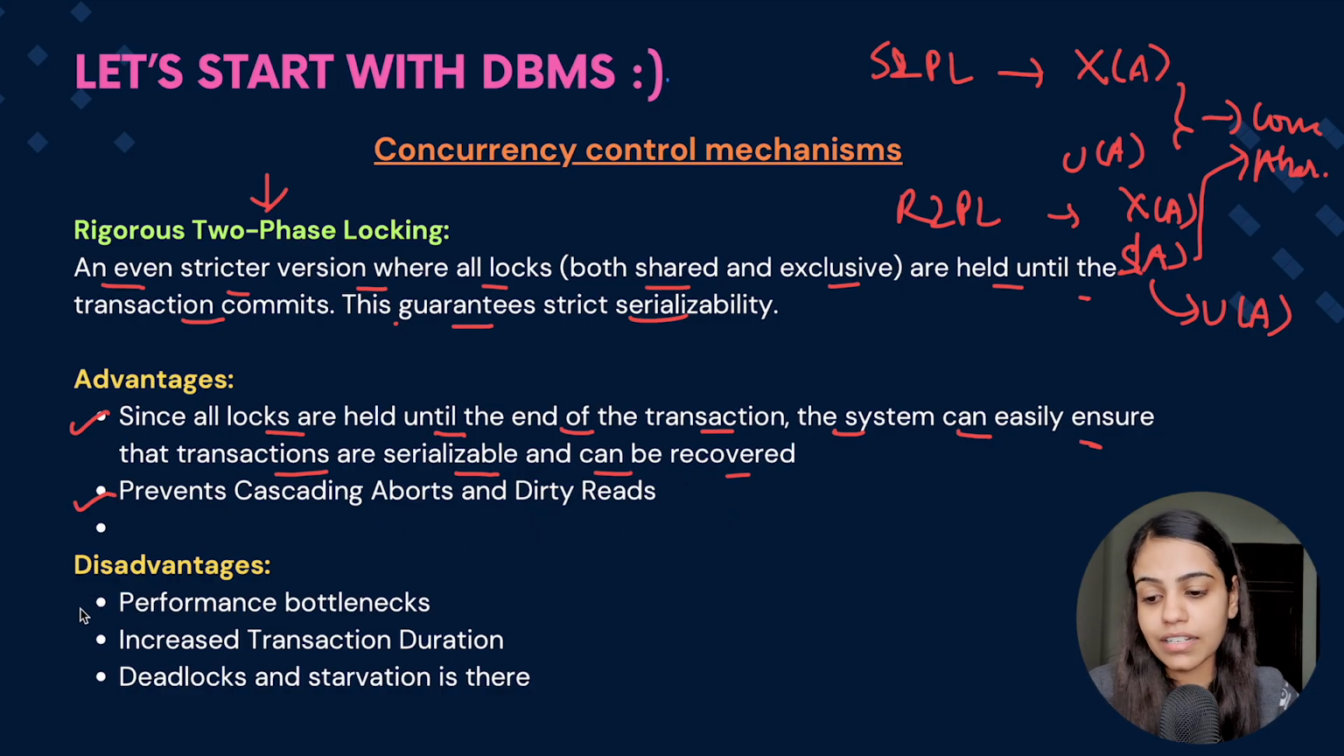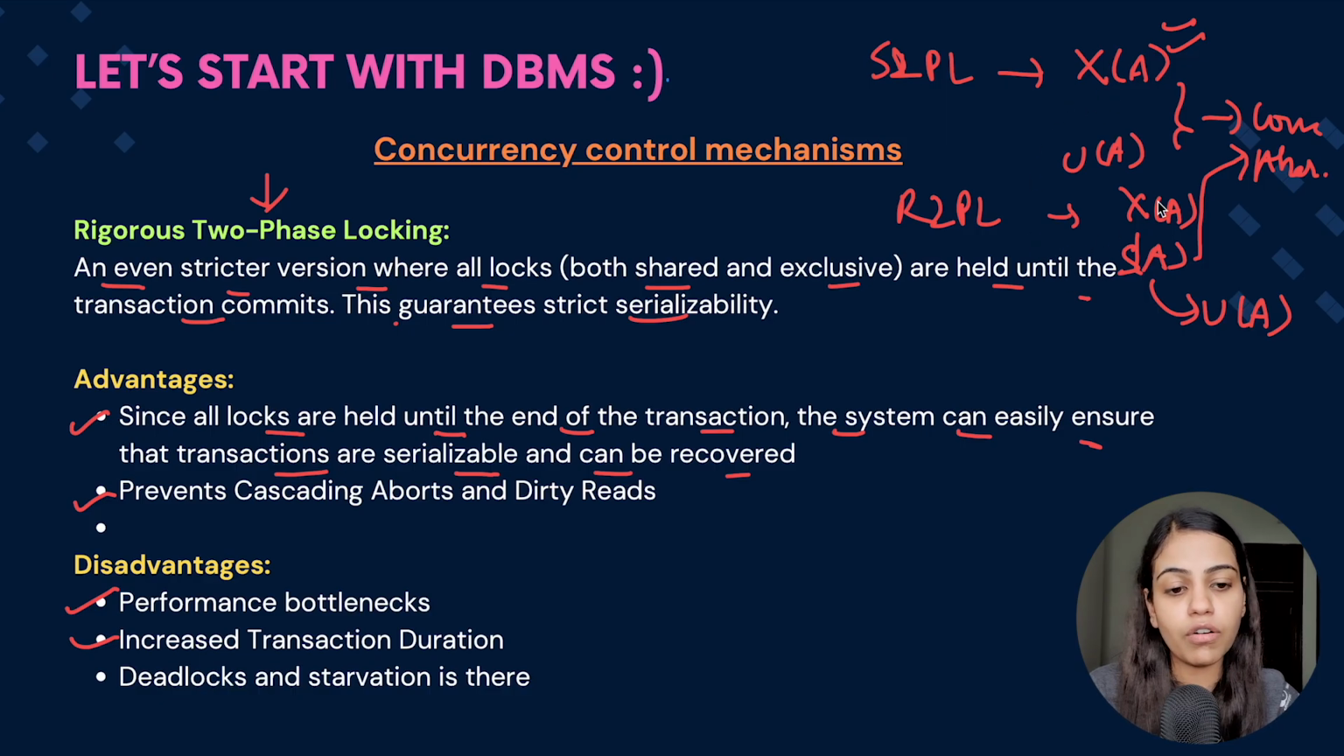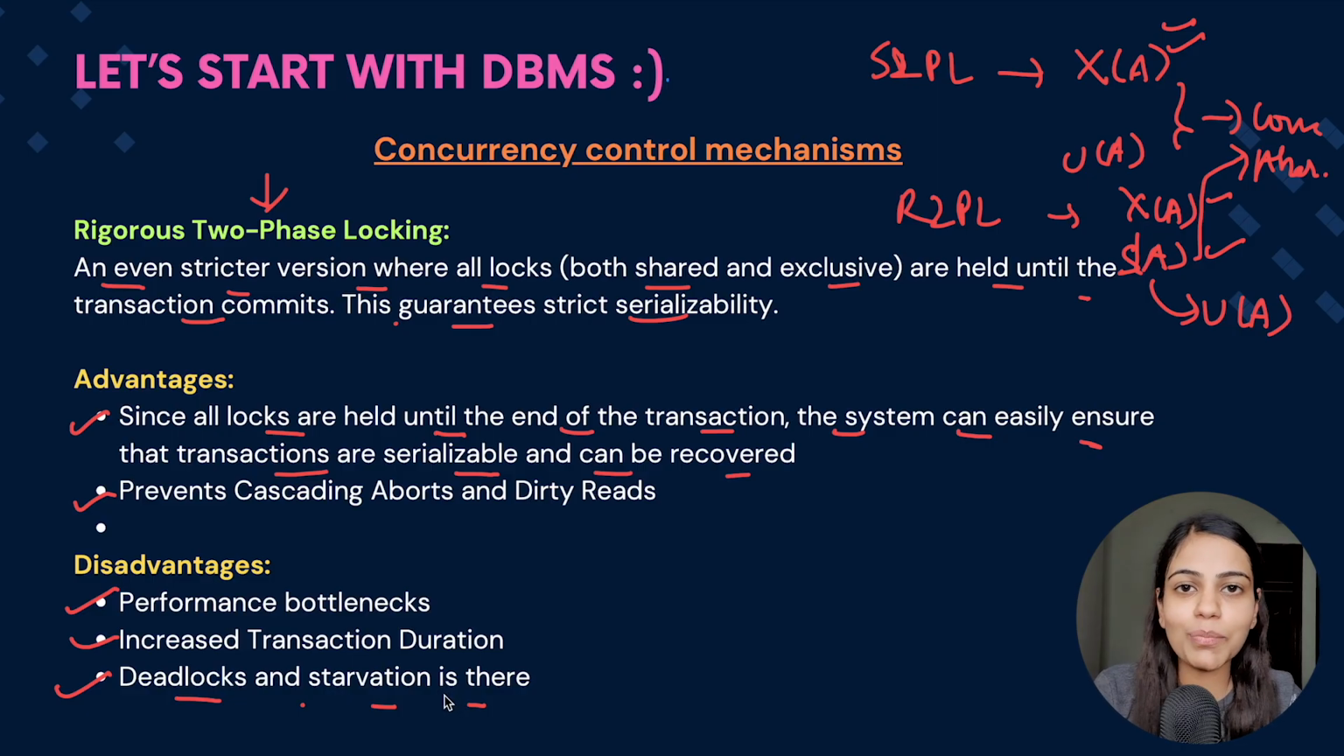What are the disadvantages? The performance bottlenecks are there. Increased transaction duration, because earlier they only held the exclusive lock, but now the hold is present on the exclusive as well as shared lock until they commit or abort. So there is an increased transaction duration. The third point is that deadlock and starvation is there. So we can see that deadlock and starvation is something which persists for all of 2PL, two-phase locking, strict two-phase locking, and rigorous two-phase locking.